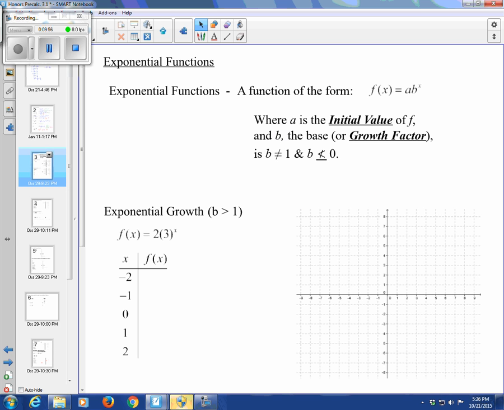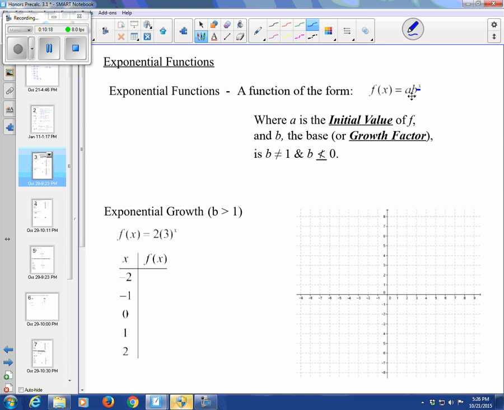Let's move on to exponential functions. And we say an exponential function is a function of the form f of x equals a times b to the x, where b is being raised to the x power. In general, we want to think of exponential functions as functions whose inputs are exponents, right? So x is the input for our functions, right?